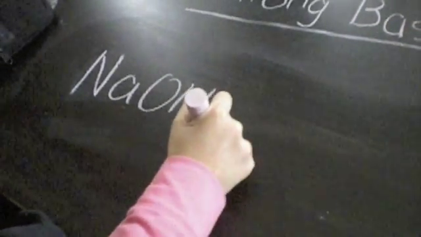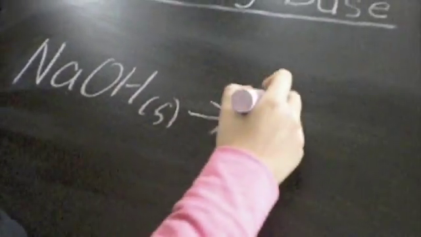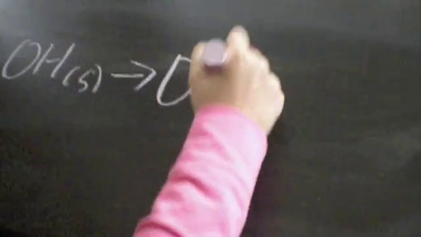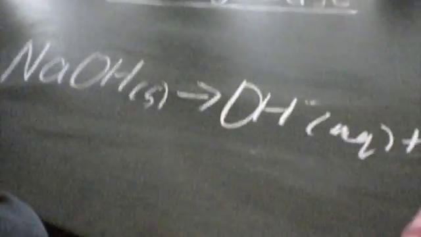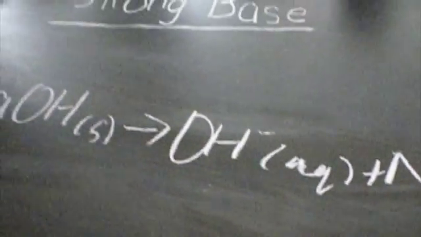A strong base is a chemical that completely dissociates and dissolves to make a high OH negative aqueous in water. An example of this is NaOH solid yields OH negative aqueous plus Na positive aqueous. This is the same for both Arrhenius and modified Arrhenius definitions.